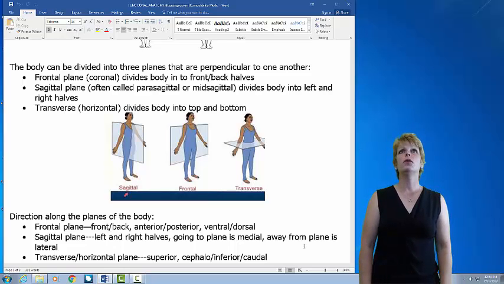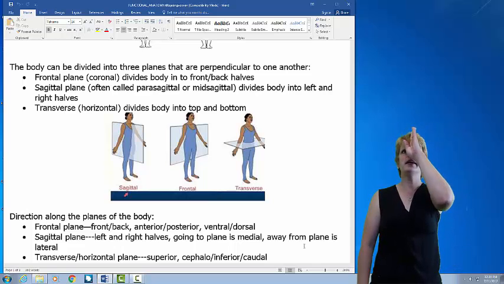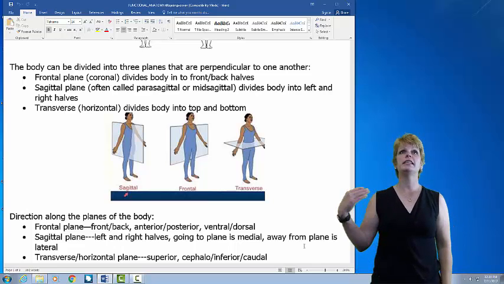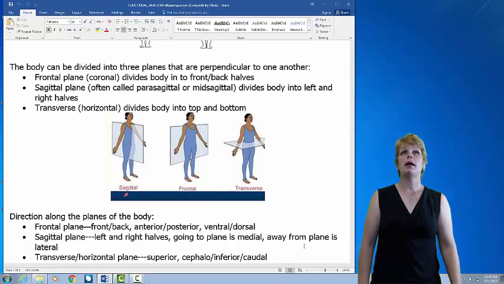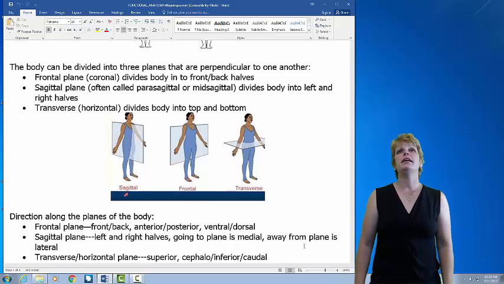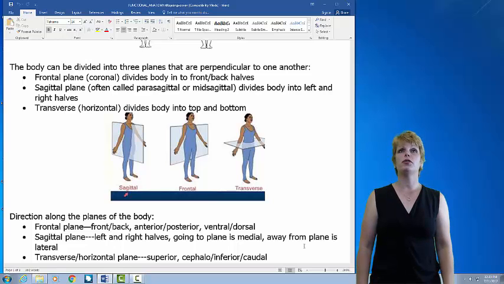The sagittal plane, also known as parasagittal or mid-sagittal, divides the body into left and right halves. The sagittal plane, as you can see, is on the left of your handout. If you took that same chainsaw and cut down my body, the left side of my body would fall to the left, and the right-hand side of my body would fall to the right. The last one is the transverse or horizontal plane, and that divides the body into top and bottom. If you cut me in half right across my middle, the upper part of my body would be in one piece, and the lower part in another piece.